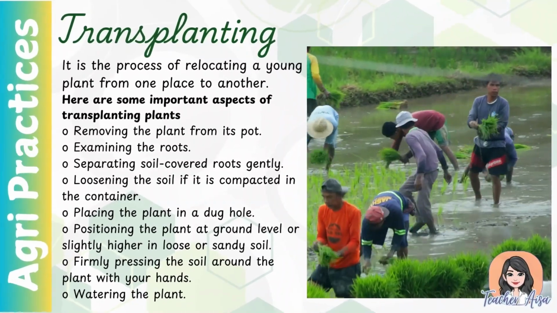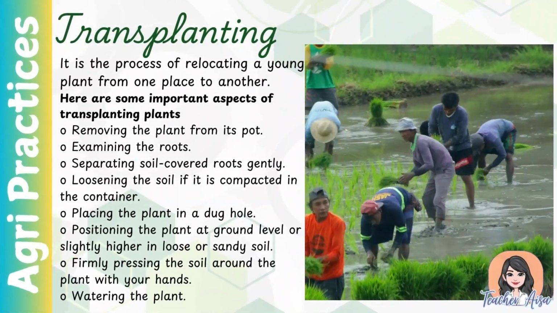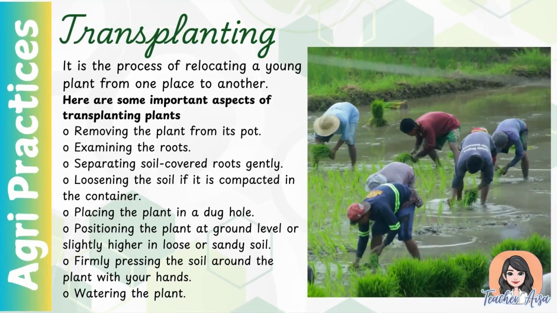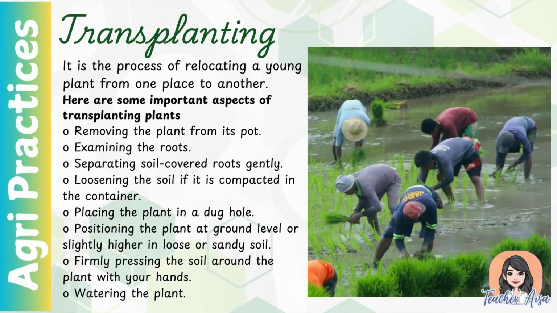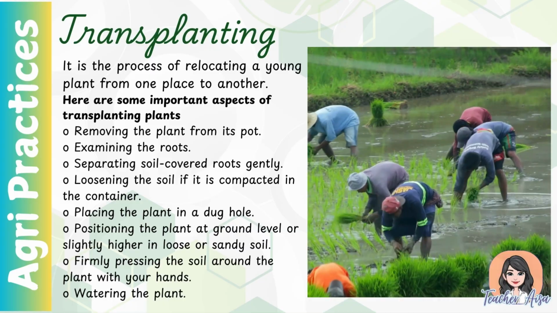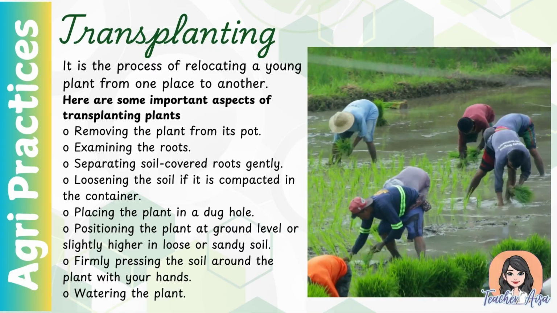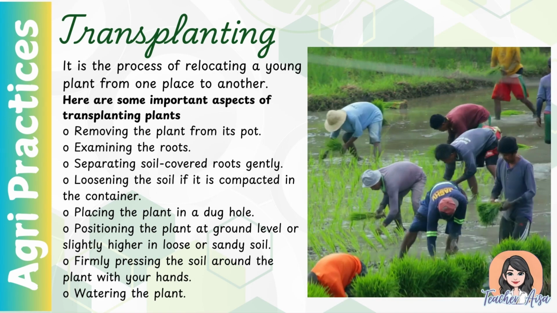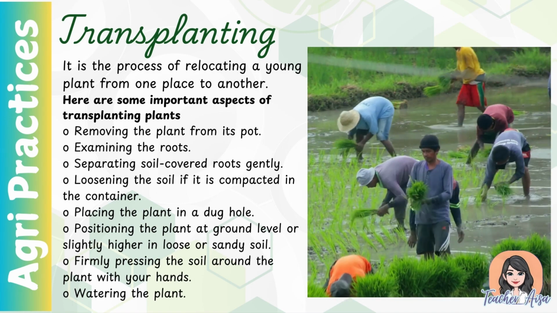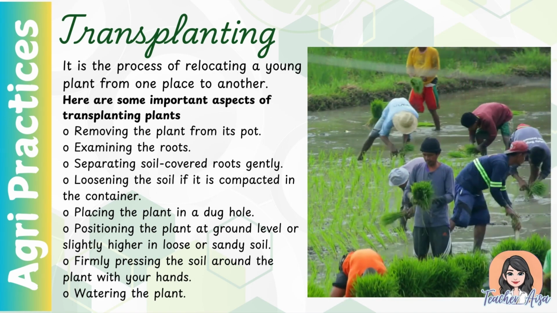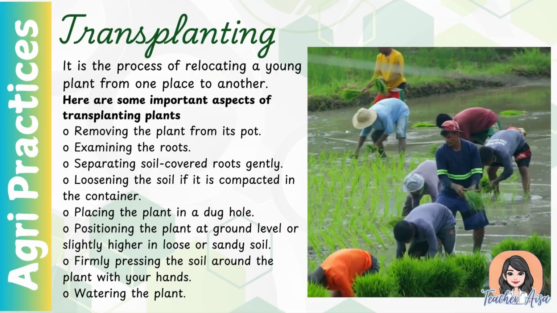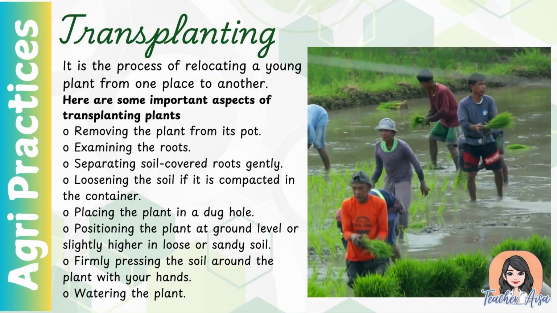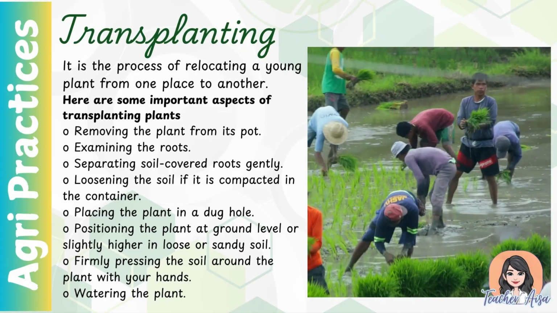Transplanting. It is the process of relocating a young plant from one place to another. Here are some important aspects of transplanting plants: removing the plant from its pot, examining the roots, separating soil-covered roots gently, loosening the soil if it is compacted in the container, placing the plant in a dug hole, positioning the plant at ground level or slightly higher in loose or sandy soil, firmly pressing the soil around the plant with your hands, watering the plant.